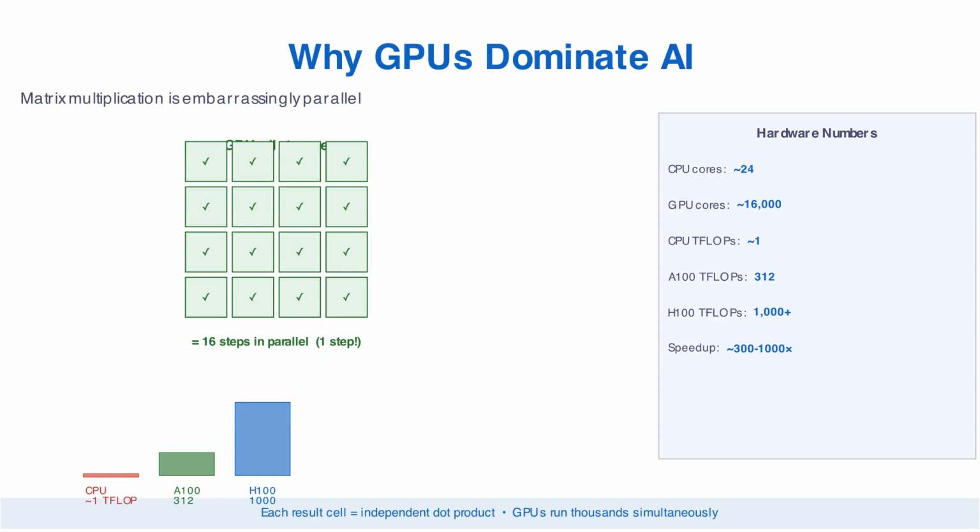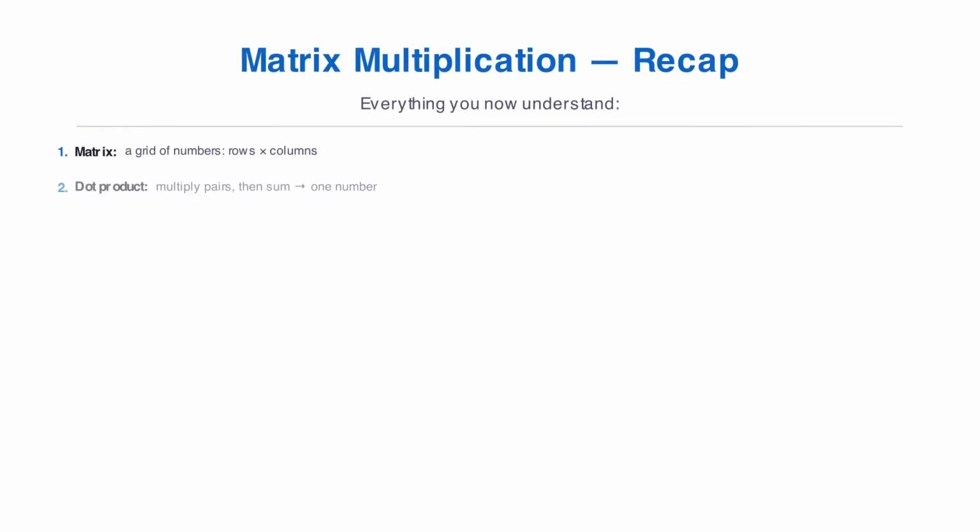An NVIDIA A100 performs 312 trillion floating point operations per second. The H100 exceeds 1,000 trillion. A CPU does about 1 trillion. That is a 300 to 1,000 times advantage, purely because matrix multiplication is embarrassingly parallel, and GPUs are built to exploit exactly that. Let us bring everything together.